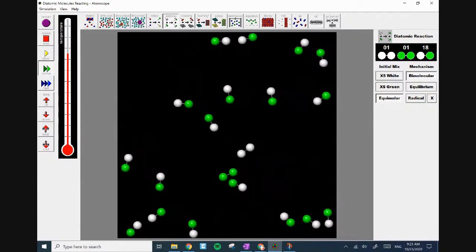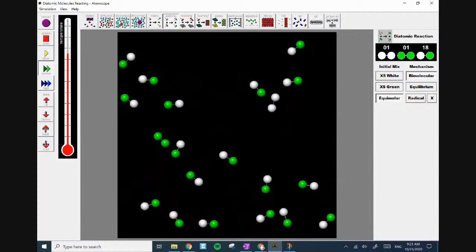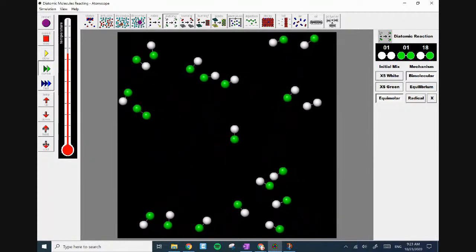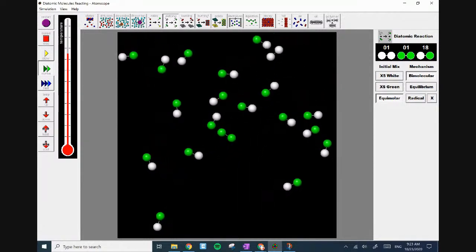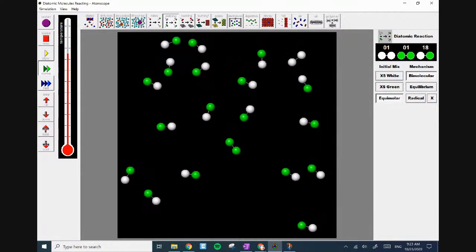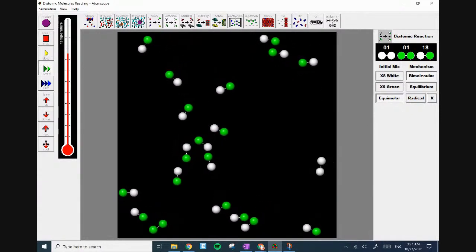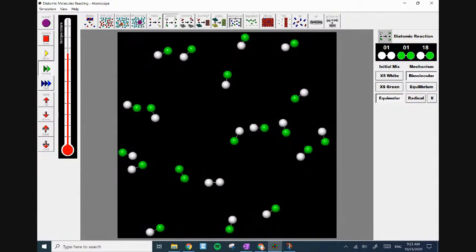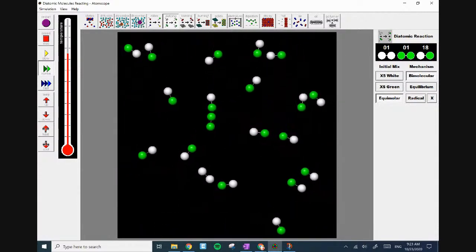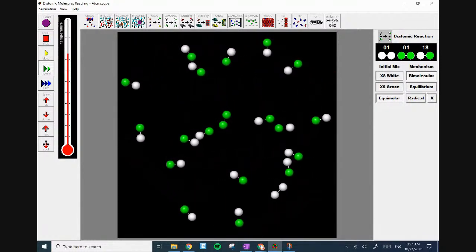Oh, come on. No. Come on, one to go. One more to go. The problem is the concentration of white and greens now is incredibly low, which means it's taking ages for the reaction to happen. There's only one white per unit space now. Come on. That's it. Oh, that's so close. One to go.